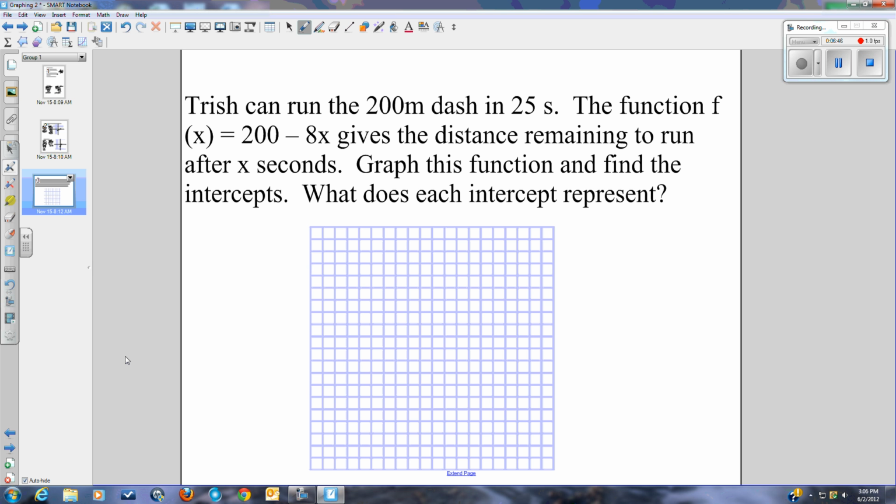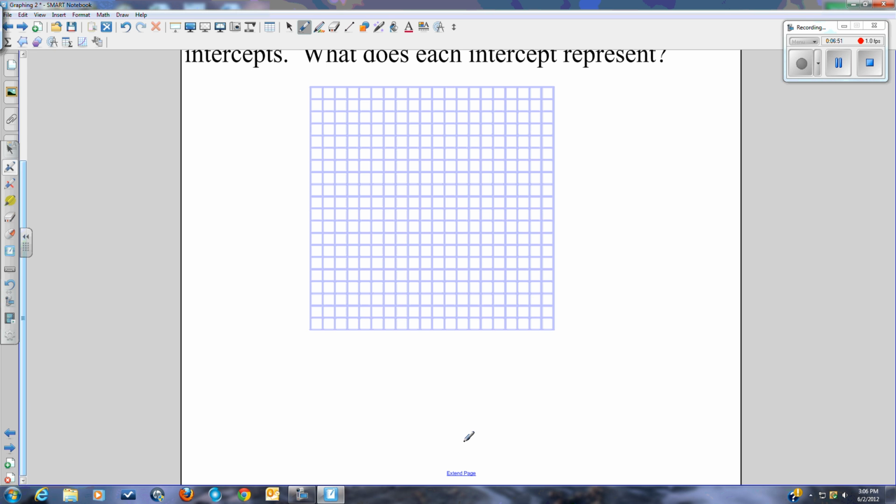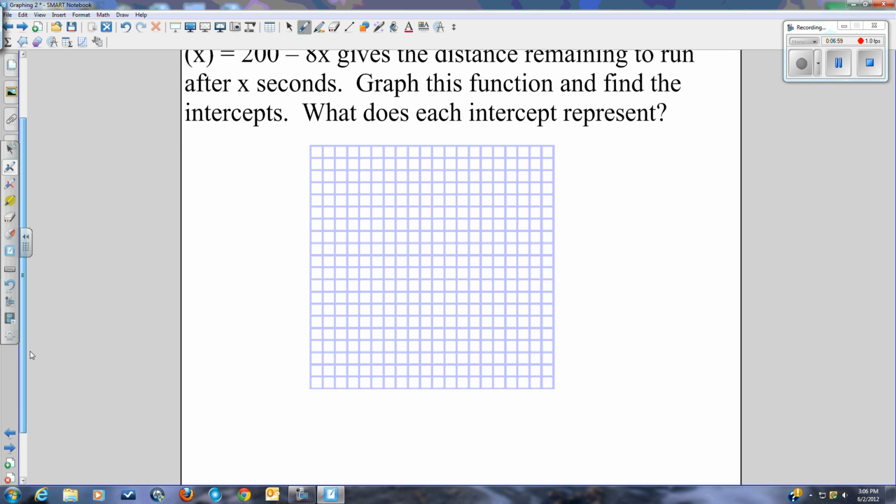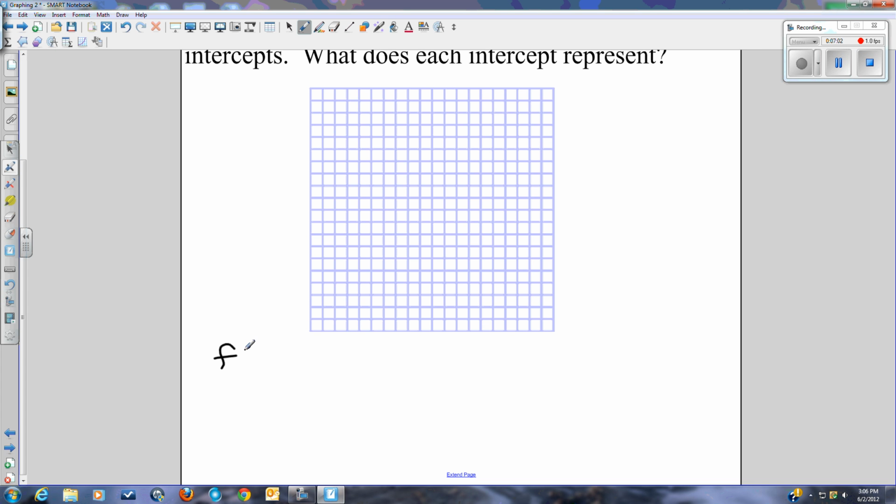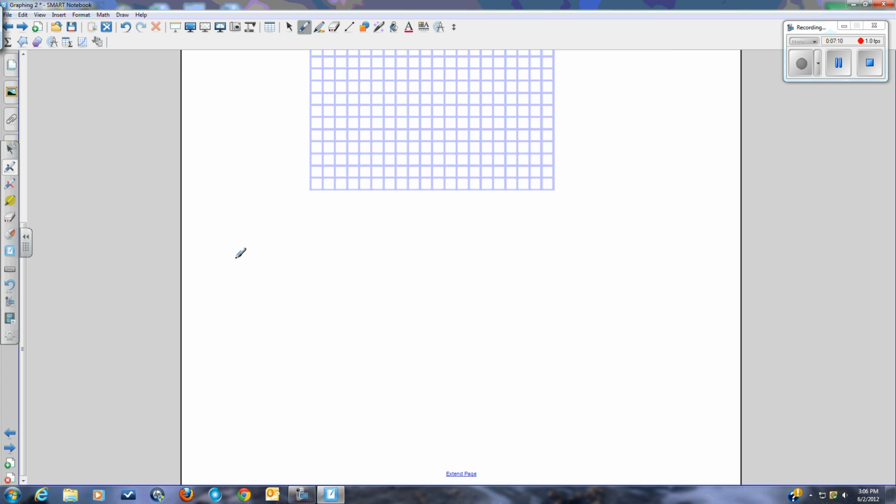Okay, so first of all, let's graph the function with the intercepts. Instead of saying f of x, I'm just going to start writing down f of x equals 200 minus 8x. I am going to change it to y. Since we've been talking about y-intercepts, we said f of x and y are interchangeable.